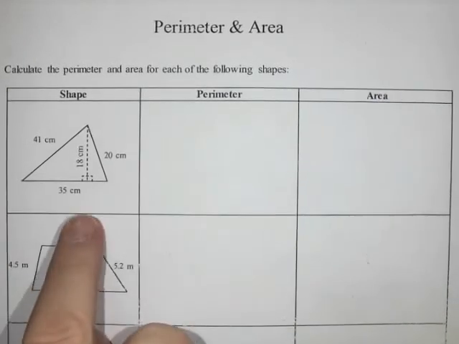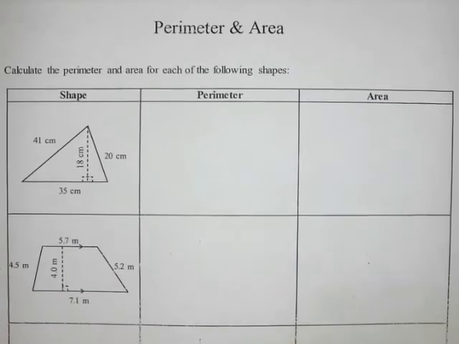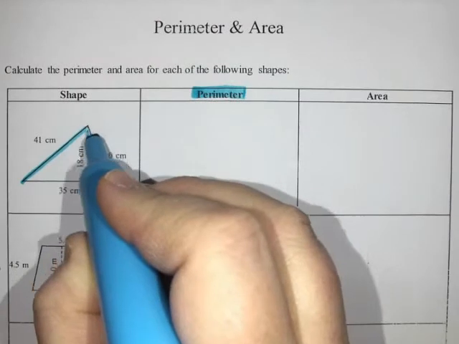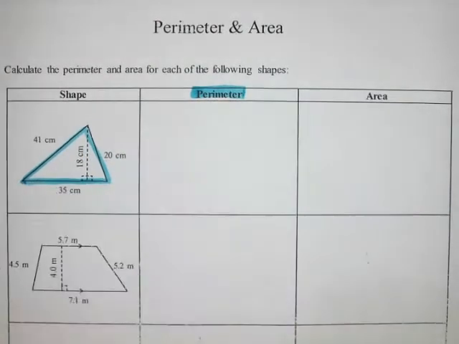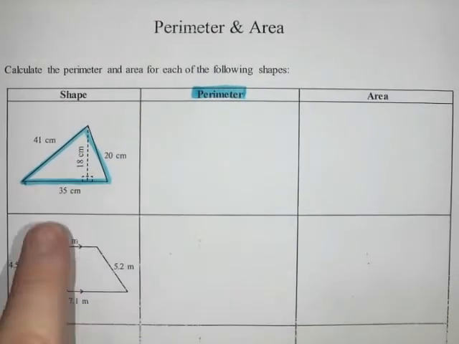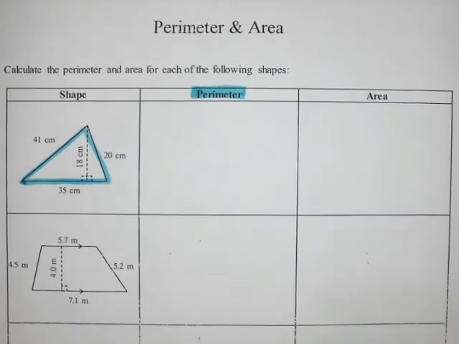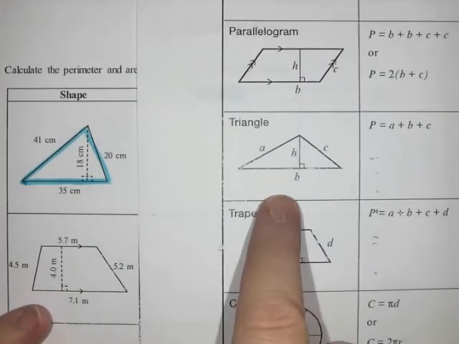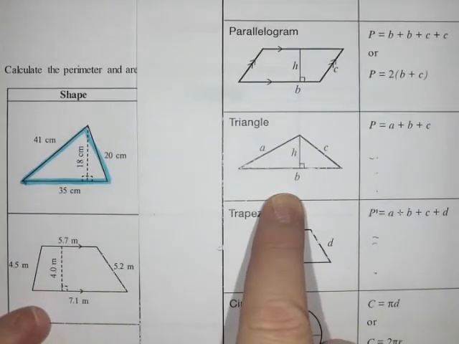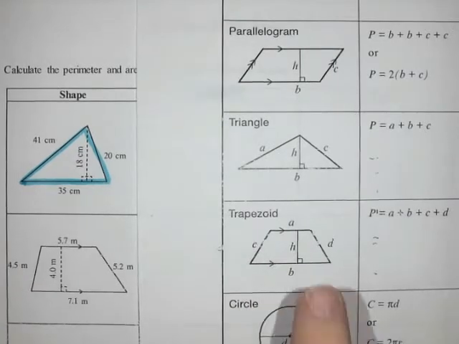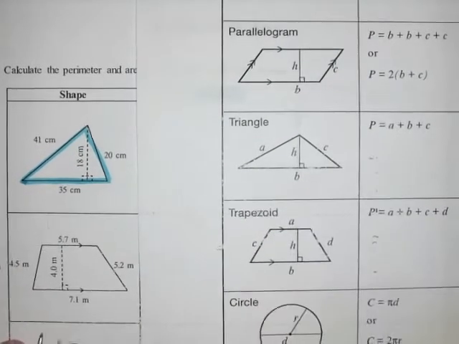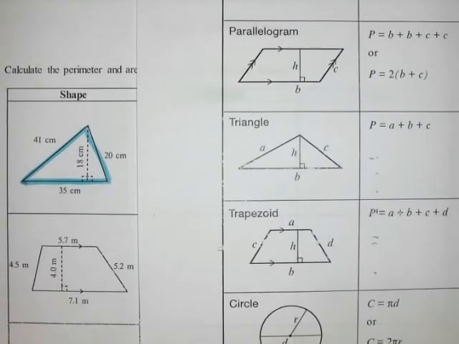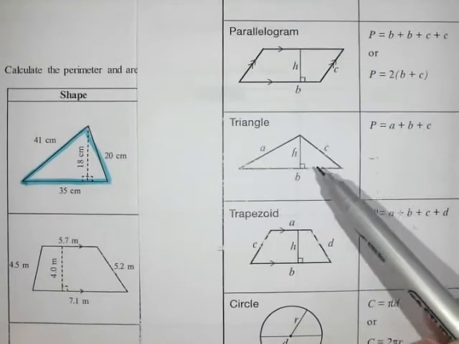So if I take a look at our first diagram, the perimeter is all three of the outside sides added together. Now this shape is a triangle, and if I take a look at my formula sheet, I'm going to find the formulas for a triangle. The first thing I recommend you do is match the diagram on the formula sheet to the diagram in your question and see if you can figure out where each of the letters are.